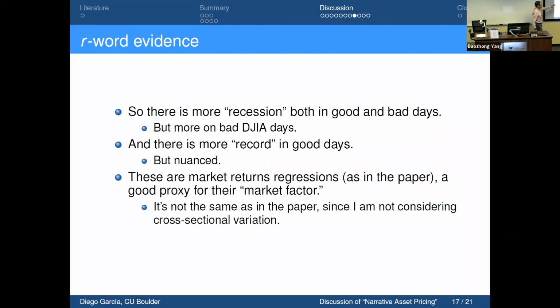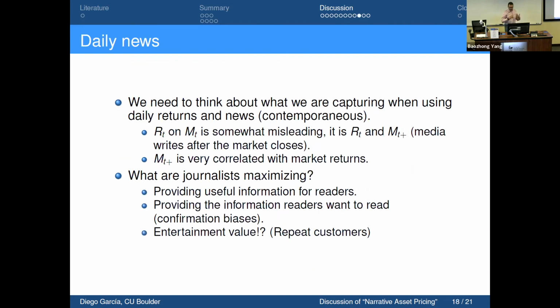Let me just highlight that these were market returns. This Dow Jones Industrial Average that I'm using for this is obviously one of the main factors in their paper. So I think we need to think a little bit more when we're using these daily returns and news, and these contemporaneous relationships.